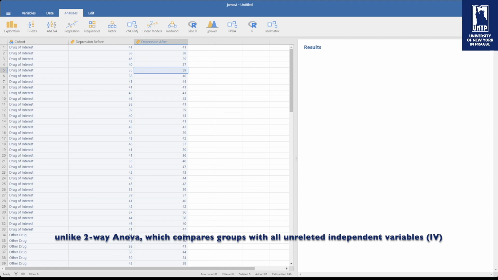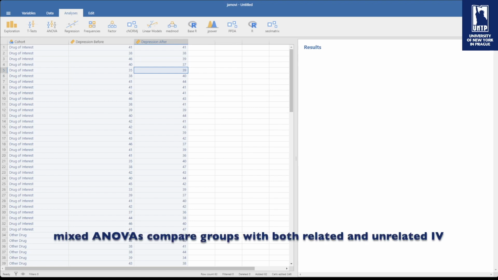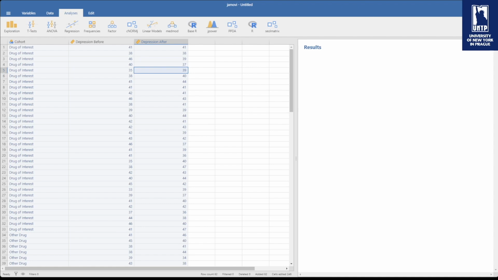Unlike two-way ANOVA, which compares groups with all unrelated independent variables, Mixed ANOVA picks a combo meal. It compares groups using both related and unrelated independent variables. In simple terms, it's like having siblings and friends over for dinner. Siblings being your related variables and friends being the unrelated ones. Or, if you don't like your siblings, you can switch it up: a brother from another mother or a sister from another mister, as they like to say.